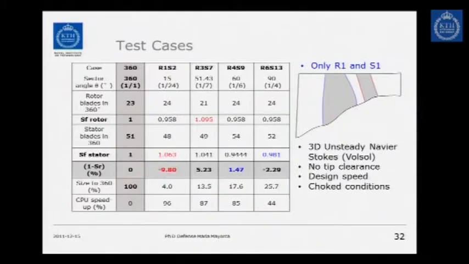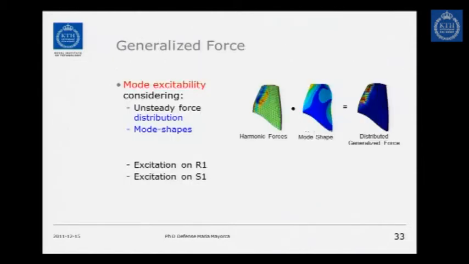So we chose, as our validation case, to model the 360 or full model without any scaling. And then we chose 4 other cases where we scale the rotor and the stator blades. Here, we only include the rotor and stator. We use 3D Navier-Stokes equations using an in-house code, Volsolve, from Volvo Aero. There is no tip clearance, and this is done at design speed with choke conditions. I show here an overall scaling ratio, which I also define in the thesis, which gives us a sensitivity of how much the system is scaled.